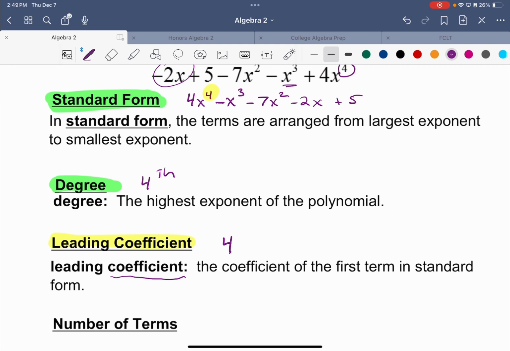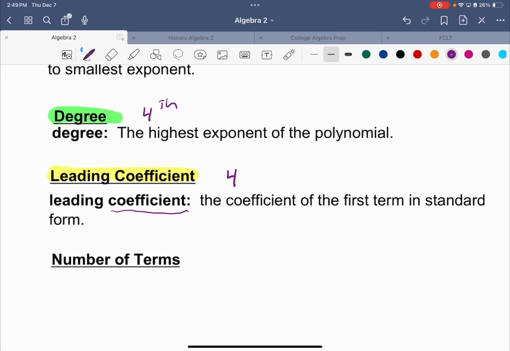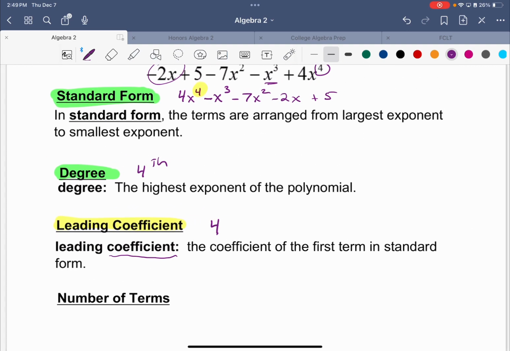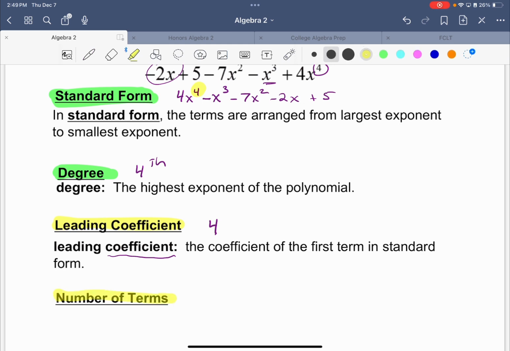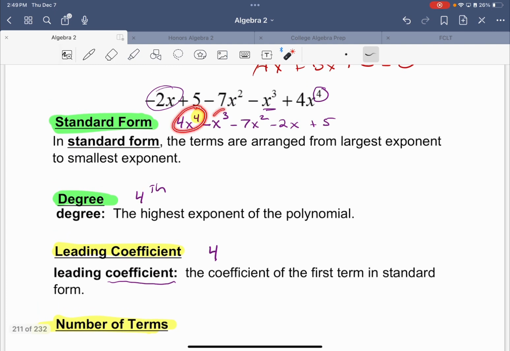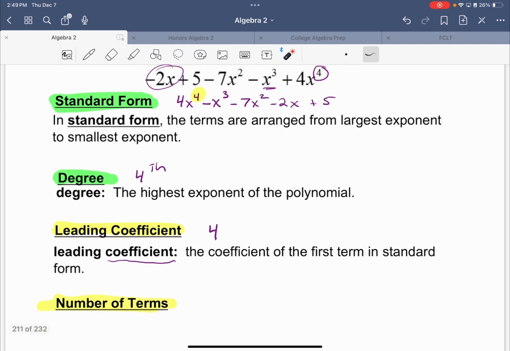Number of terms. I think that's pretty self-explanatory. Number of terms is the number of terms that your polynomial has. Each individual part is considered to be a term. So all you have to do is count your terms: 1, 2, 3, 4, 5. It's got 5 terms. So the number of terms this one has is 5.